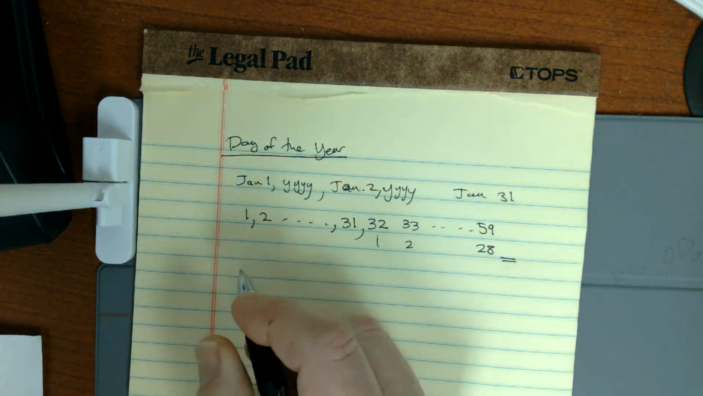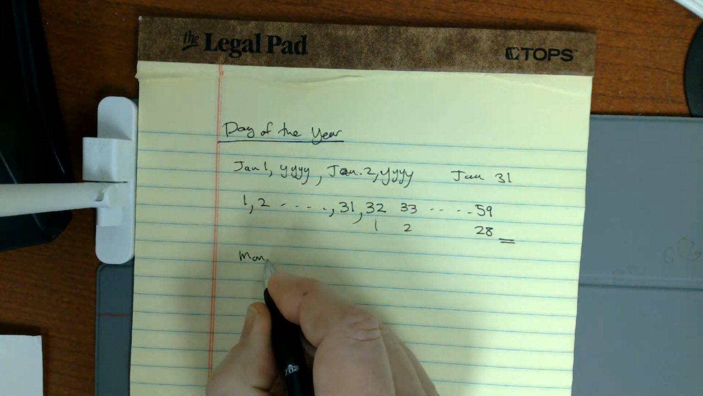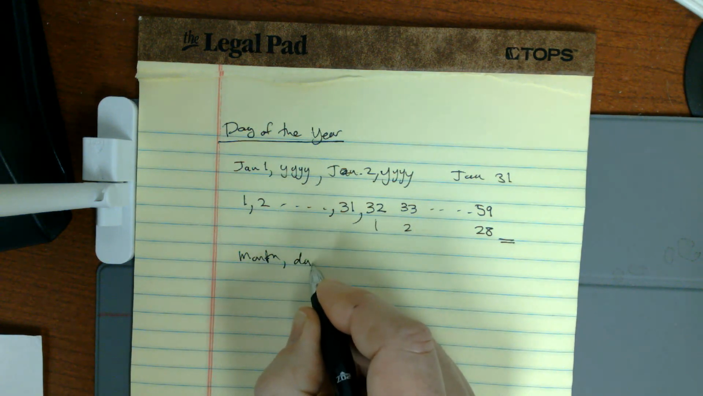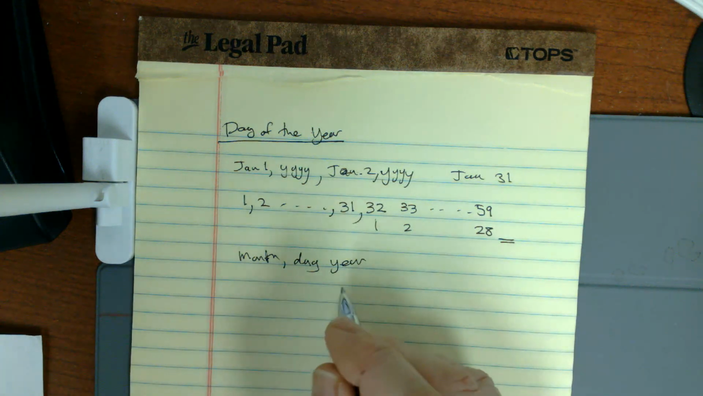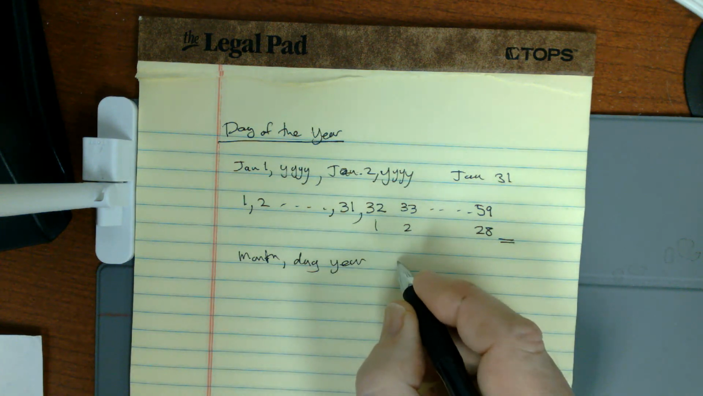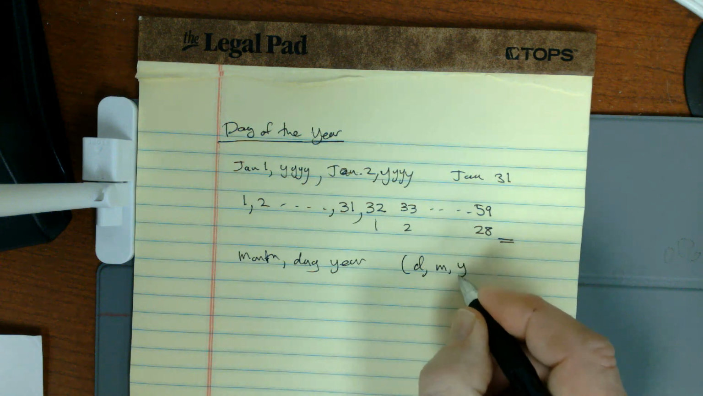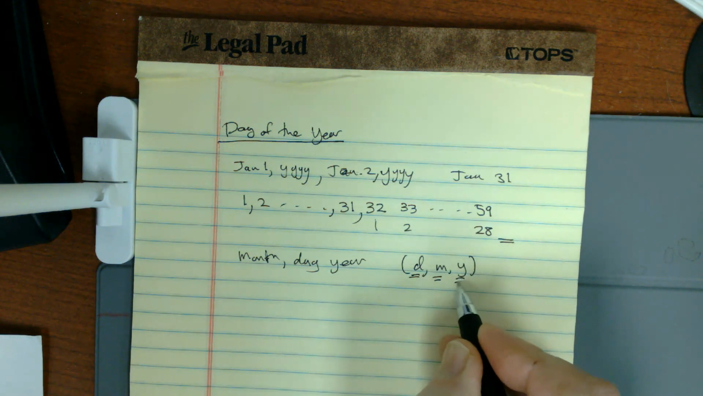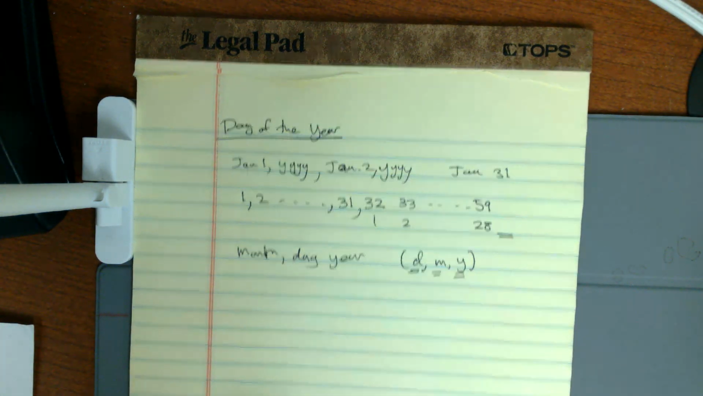Now, in terms of how to do this, I've established some notation. First, we typically in the United States do month, day, year. That's not going to be handy for us anymore. What we will do instead is day, month, year, going from the shorter time unit up to the longer time unit.